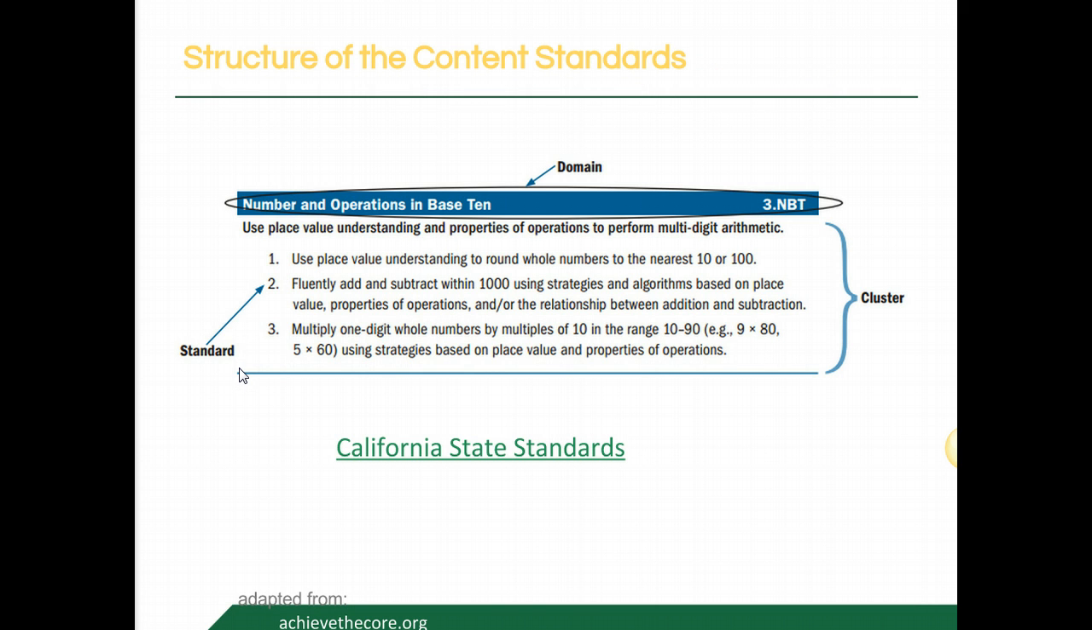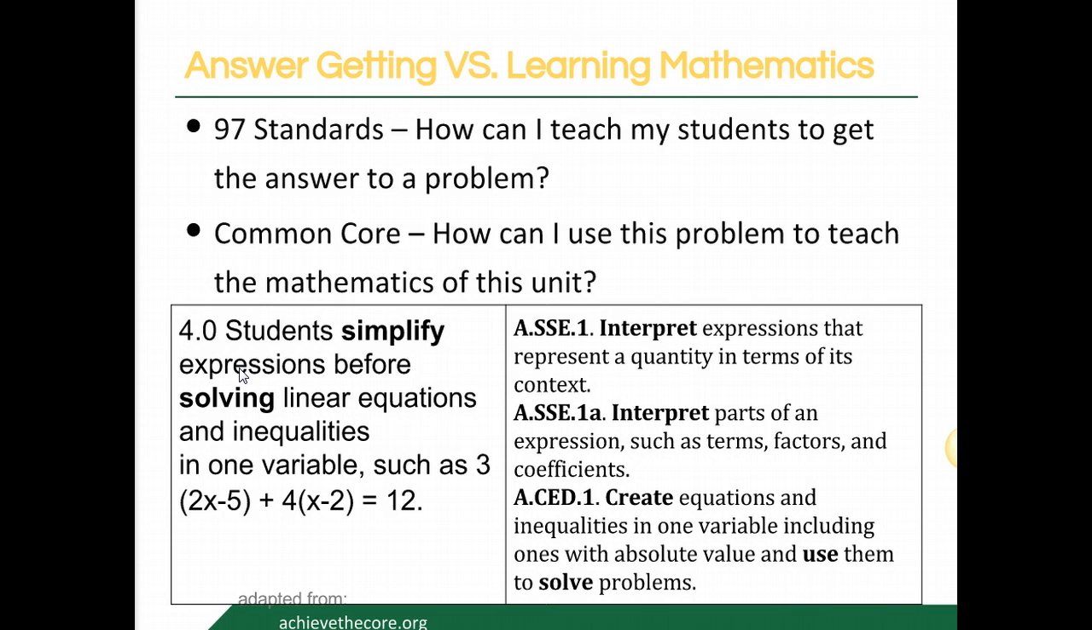Now that we've seen those content standards, let's look at a set of standards specifically. There is a definite shift in the language of the standards. The 97 standards were more about how can I teach my student to get the answer to a problem. A much more algorithmic approach. I'm going to teach you how to do things this year, and then you'll move on to the next grade level. The Common Core standards use problems to teach the mathematics.